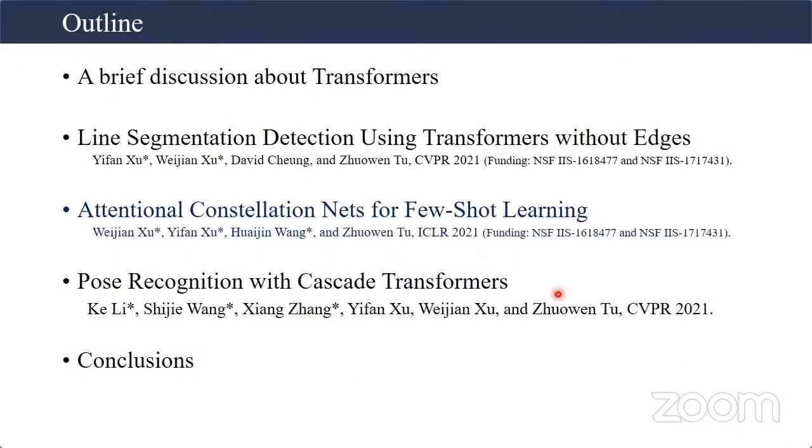Now, let's discuss our ICLR 2021 paper, Constellation Nets for Few-Shot Learning, by Weijian Xu, Yifan Xu, Huaijin Wang, and myself.